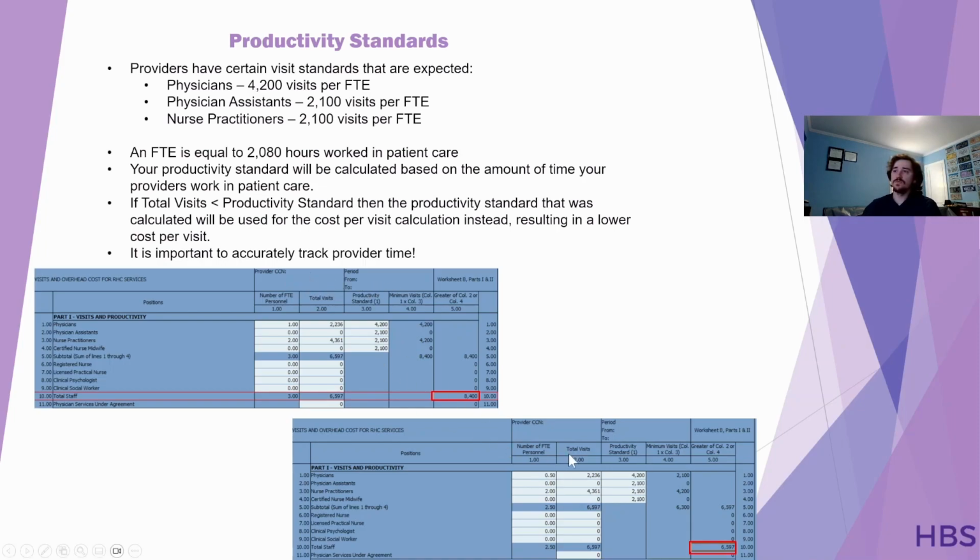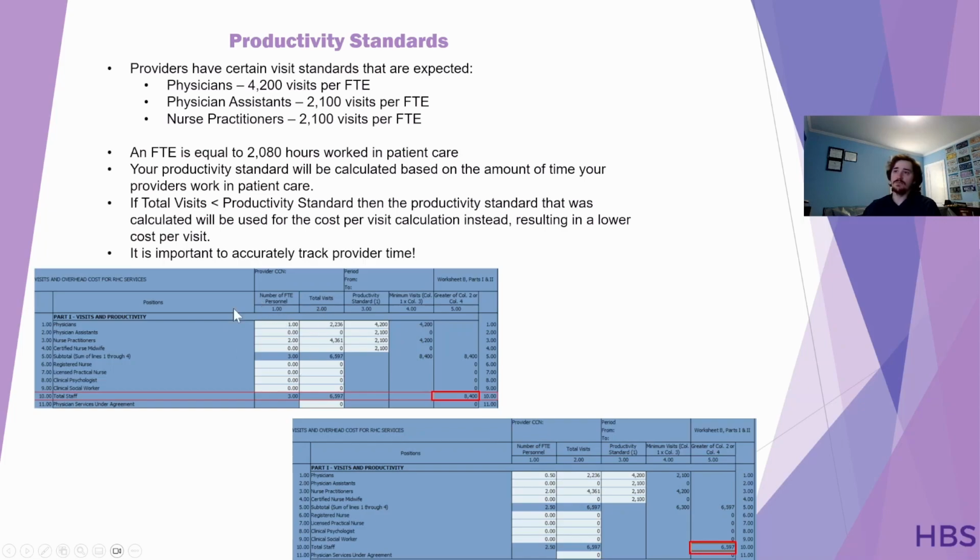These are identical in terms of visit count. They both total to 6,597 visits. That's 2,236 visits for the physician and 4,361 visits for two nurse practitioners. The only difference is how the physician's time was tracked.